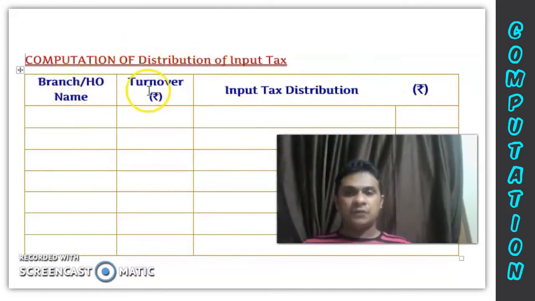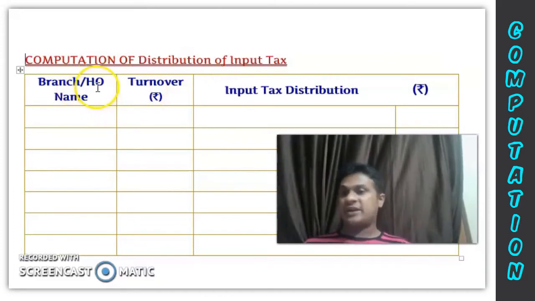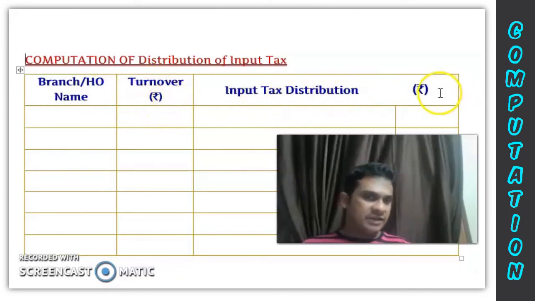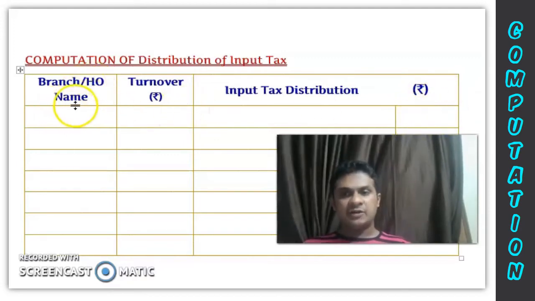Then we have 4 columns. First column for branch or head office name, then second column for turnover, which is in rupees, then input tax distribution, and finally we will be writing a rupee column where we are writing the distributed input tax amount. So branch and head office ka name.